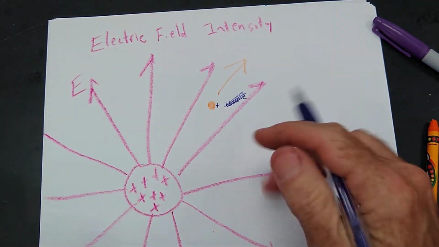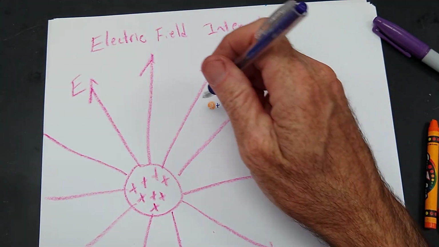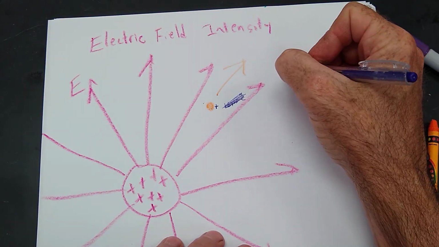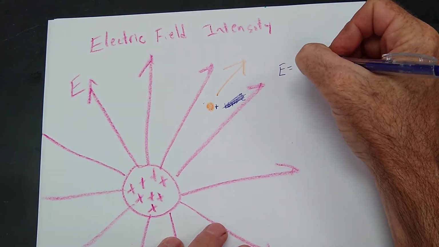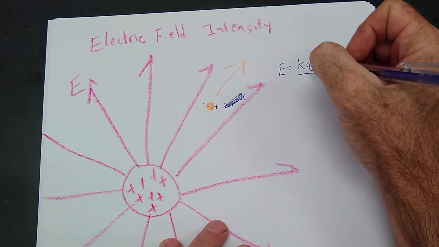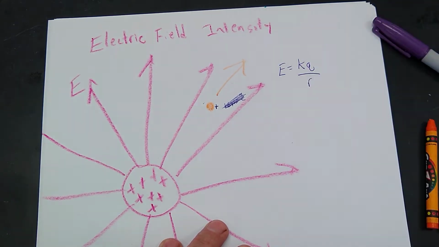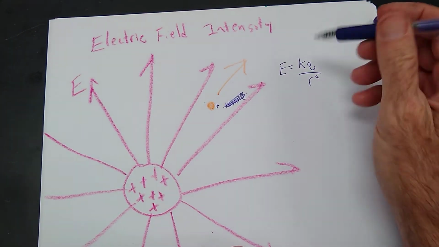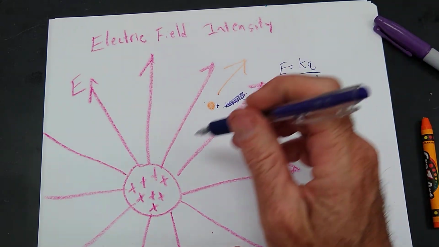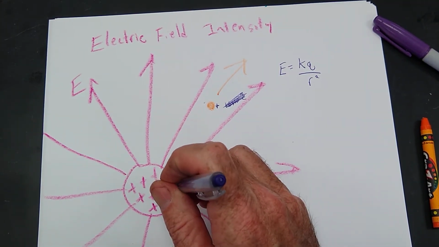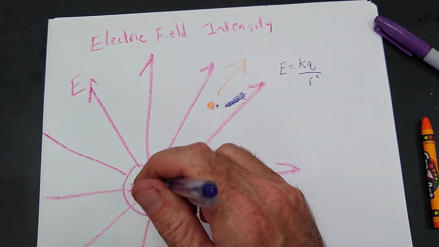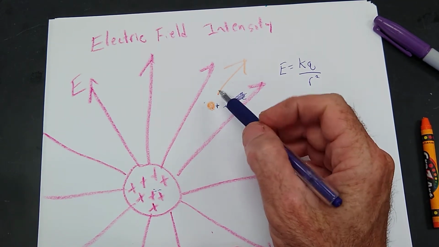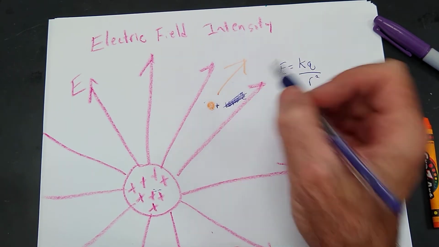Now, if we want to measure the electric field intensity right here, we're going to use a formula called E is equal to KQ over R squared. Sorry, I hit the camera there. So this Q stands for the charge of the sphere or the ball of charge. It's not this. This is a test charge. It's a positive test charge, so we're just always talking about a proton here.